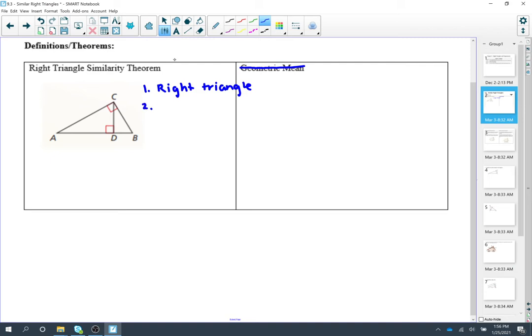The second thing that has to be true is there has to be an altitude from the right angle to the opposite side. So that altitude, and keep in mind altitude means height, is from C to D. It's an altitude because it makes a right angle, and it's coming out of the right angle. Now, if these things are true, what actually happened here is we have 3 right triangles in here.